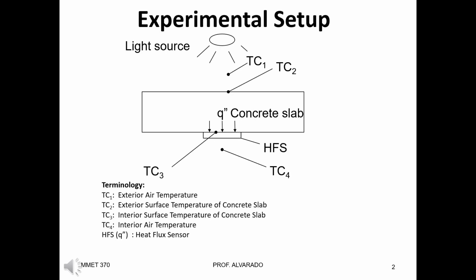So this is a schematic diagram of the experimental setup. We have 4 different thermocouples, and we also have one heat flux sensor which is attached just beneath the concrete slab. We have this light source here. It's a halogen lamp which acts as a heat source. When we turn on the light, it will transmit that heat energy and it will pass through the concrete slab from top to the bottom.